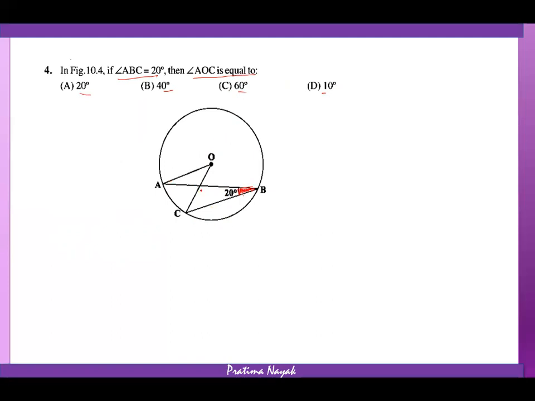So which one you have to get? AOC. Oh, this is very simple. This will be double of angle ABC. AOC angle is equal to twice angle ABC. Sometimes when we get the question, we think whether I'll prove it. In an MCQ question, no need of proving, you will directly write the answer. So AOC is equal to double of 20 degree. That will be 40 degree.